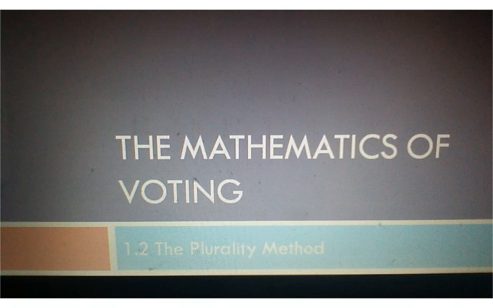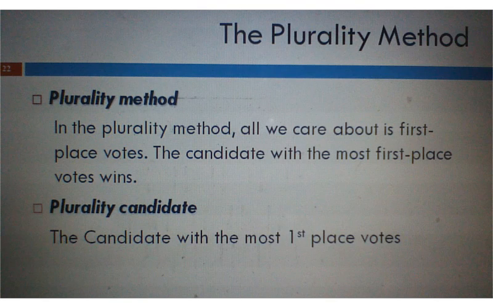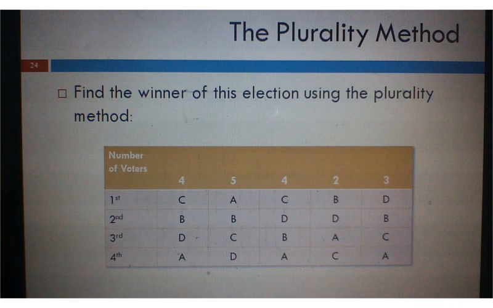This section is on the plurality method. With the plurality method, it's pretty basic. We just want the most first place votes, and the candidate who gets the most first place votes is going to be called the plurality candidate. It's a real simple example. We want to find the winner using the plurality method.